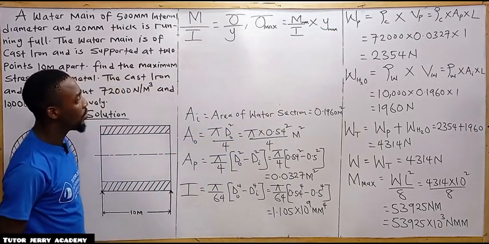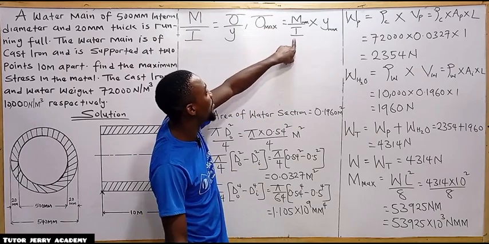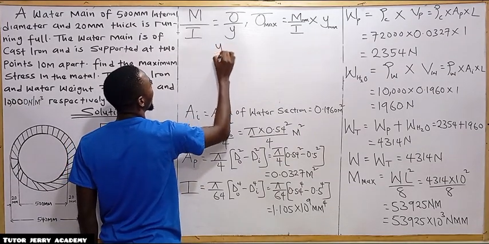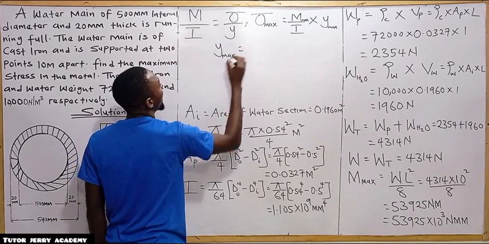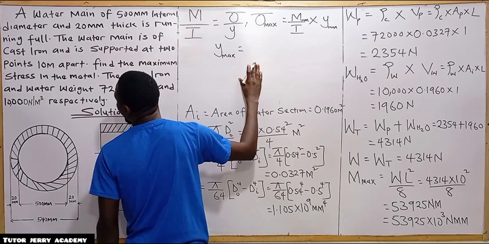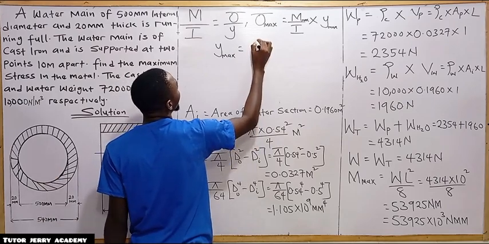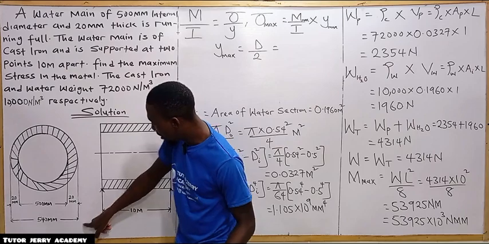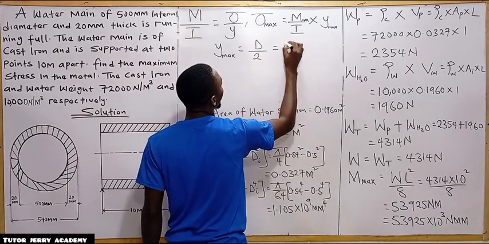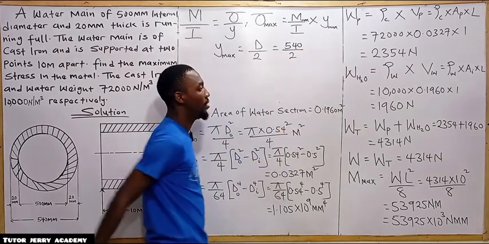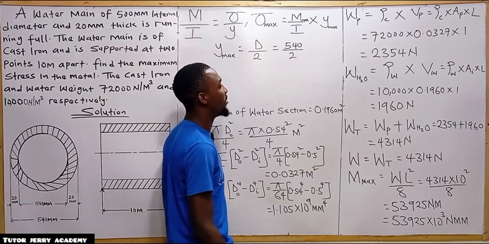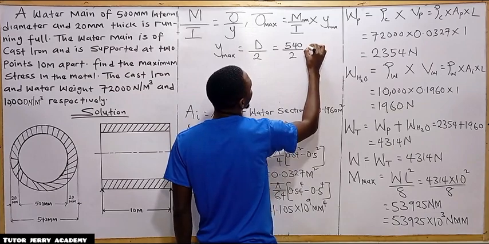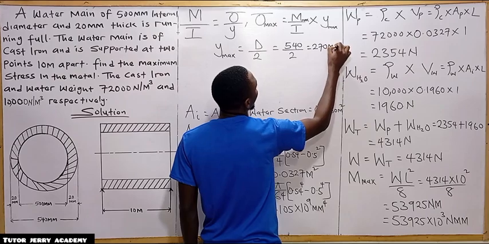All right. So we already know our maximum bending moment, we know our moment of inertia, and our Y max. Our Y max for a hollow circular section is D divided by 2, that is the outer diameter, which is 540. So 540 divided by 2 is 270 mm.